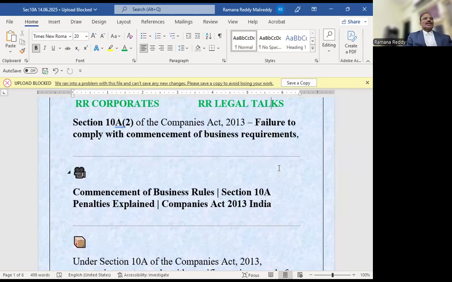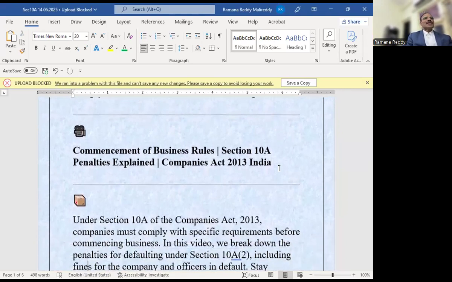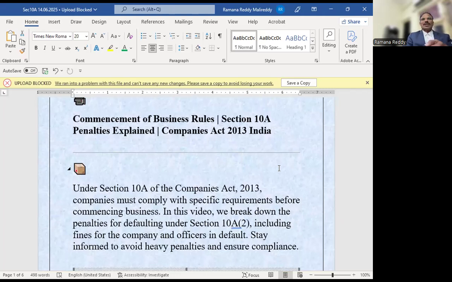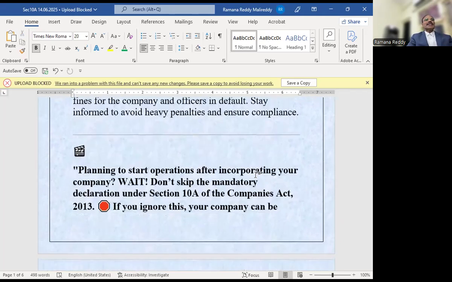Now we are talking about commencement of business under Companies Act 2013, Section 10A. Under Section 10A of Companies Act 2013, companies must comply with specific requirements before commencing business. So after incorporation, before commencement of business, there are certain compliances. In this video, we will break down the penalties for defaulting under Section 10A subsection 2, including fines for the company and officers in default. So stay informed to avoid heavy penalties and ensure compliances, because this is a mandatory compliance.